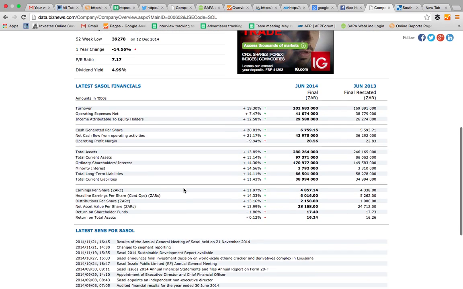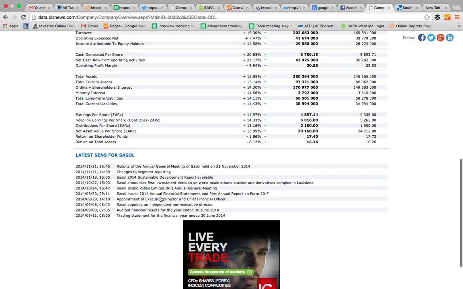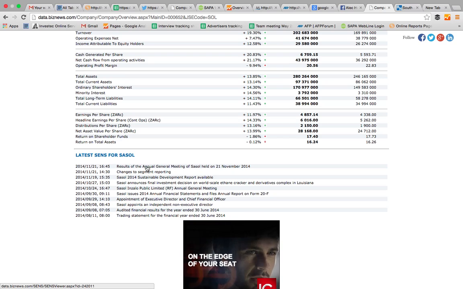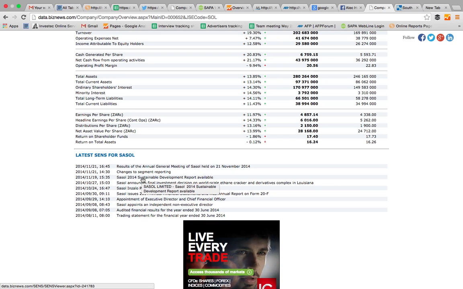The latest financial results, these were for the year to June 2014. When it says final, it means full year. Interim means half year. And then there are the latest Stock Exchange News Service announcements from Sasol. These are important because every time a company issues a statement of any kind that could affect the share price, it's forced to do so on the Stock Exchange News Service. And it's a wonderful amount of information that you can pick up here.